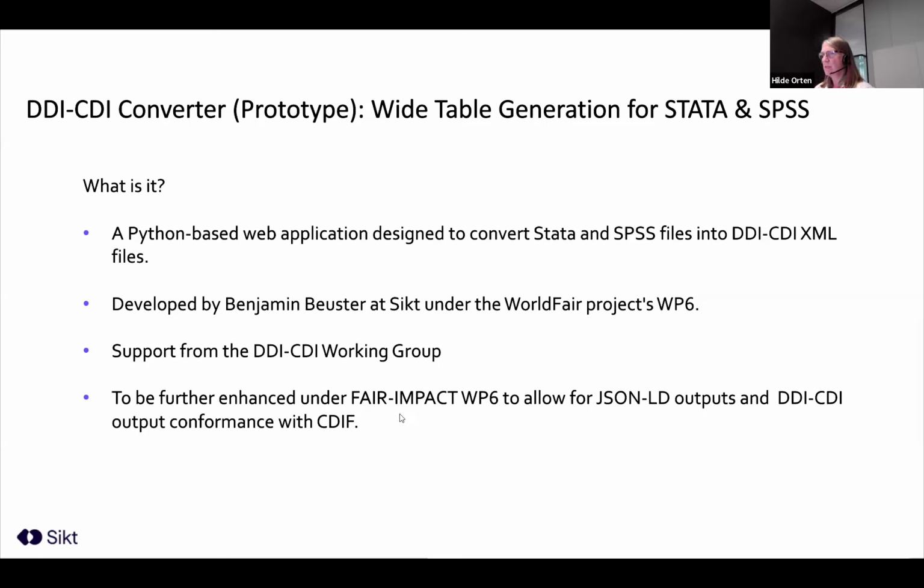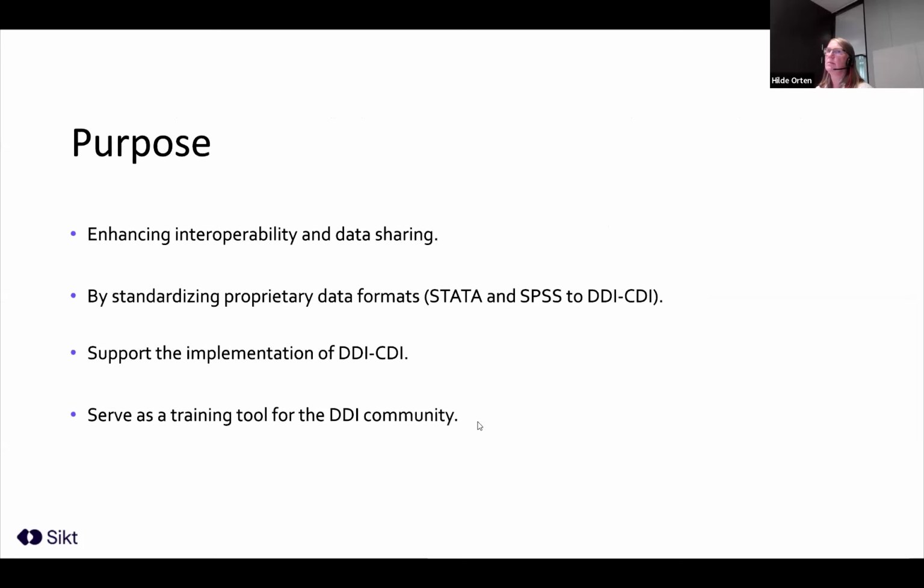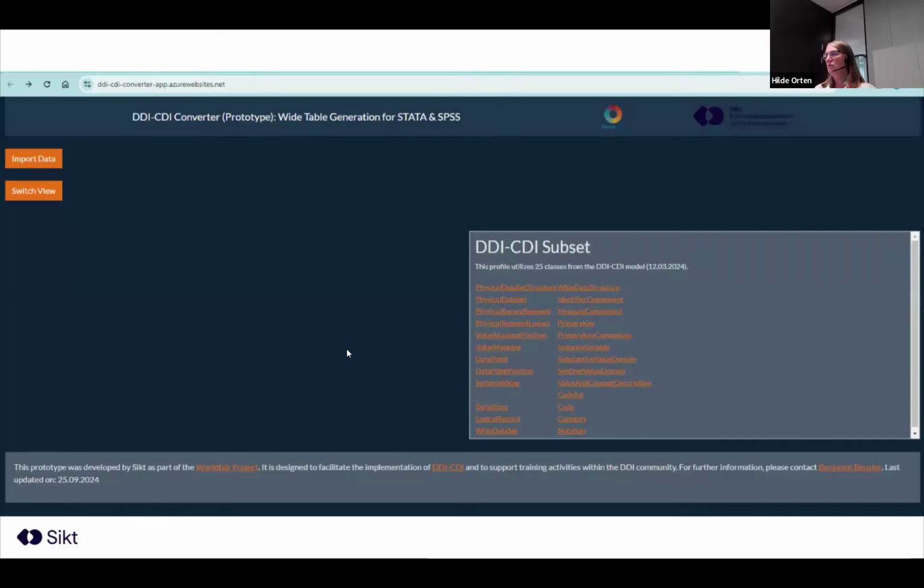And this tool also is going to be enhanced further under Fair Impact Work Package 6 to allow for JSON and the DDI-CDI output conformance with SEED. So that will happen now in the coming months. And the purpose here is to enhance interoperability in data sharing and standardizing proprietary data formats, and also to support the implementation of CDI and serve training. This is a prototype. It's not really for production. And here is how you see the entry pages of the tool.